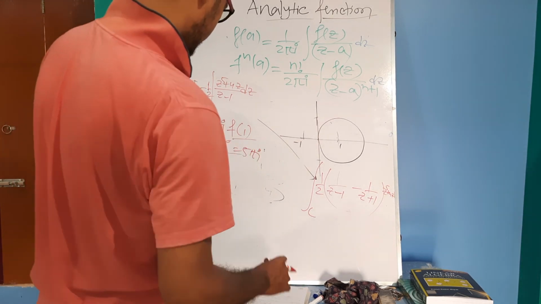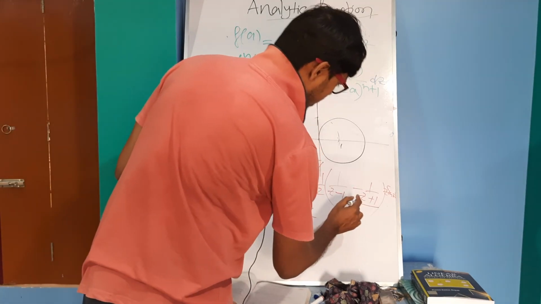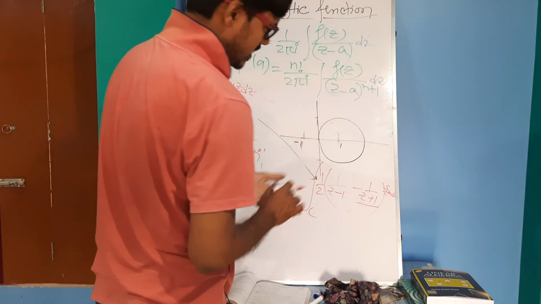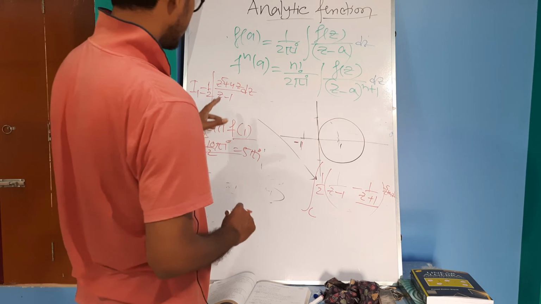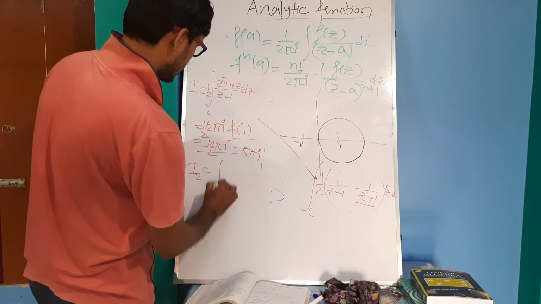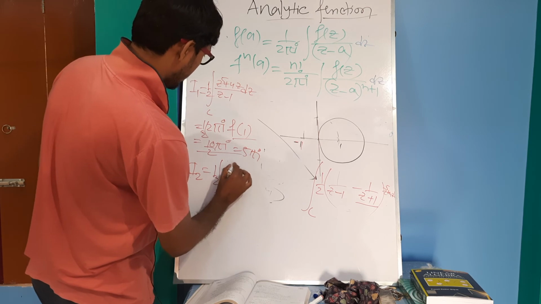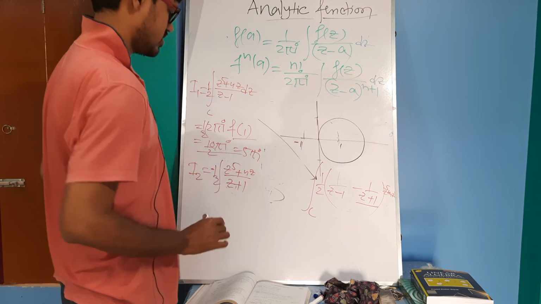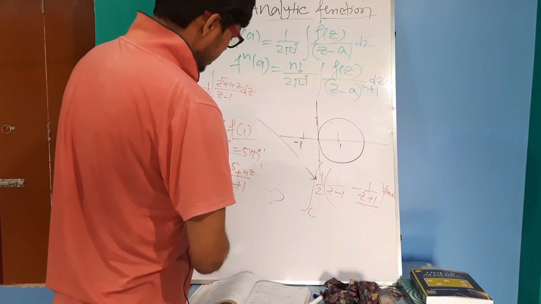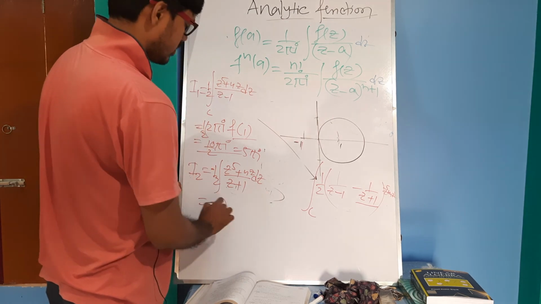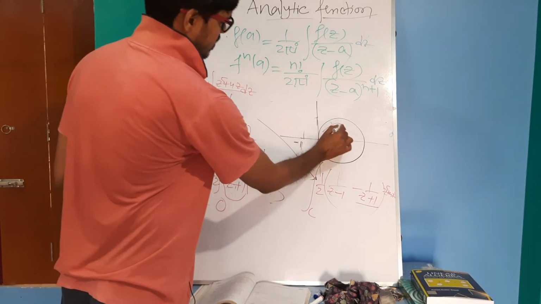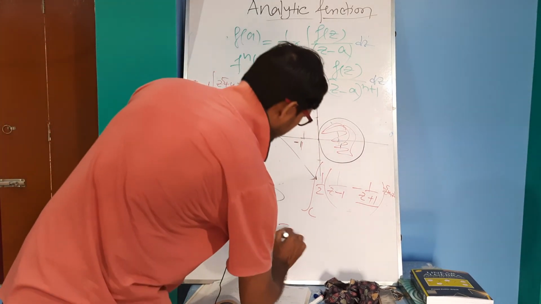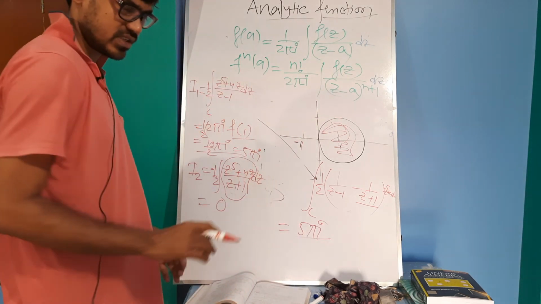Now for the second part, what about this? z equal to minus 1 is outside the contour. So you can simply put it as 0, because the function z to the power 5 plus 4z by z plus 1 is fully analytic within this domain, this region. So only the result will be 5 pi i. Check it for yourself.